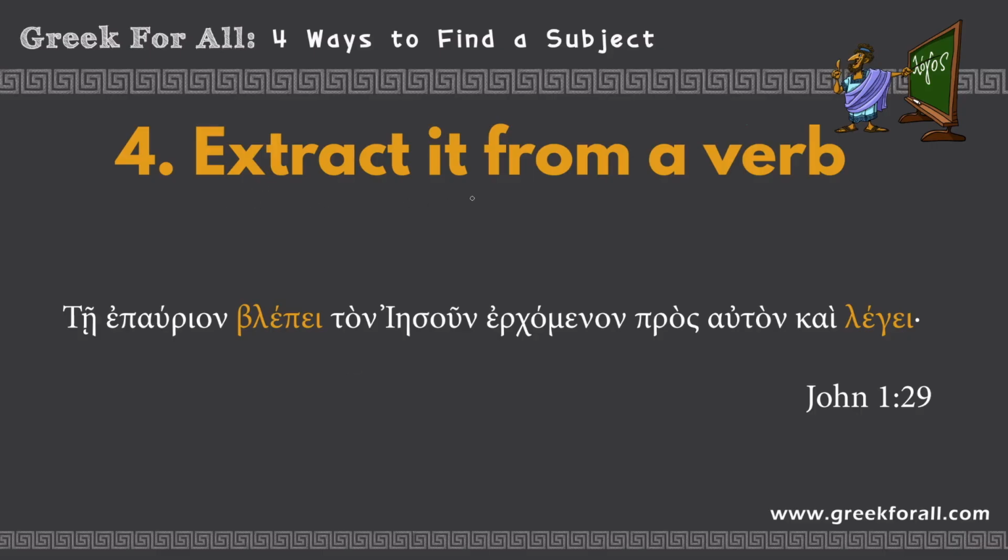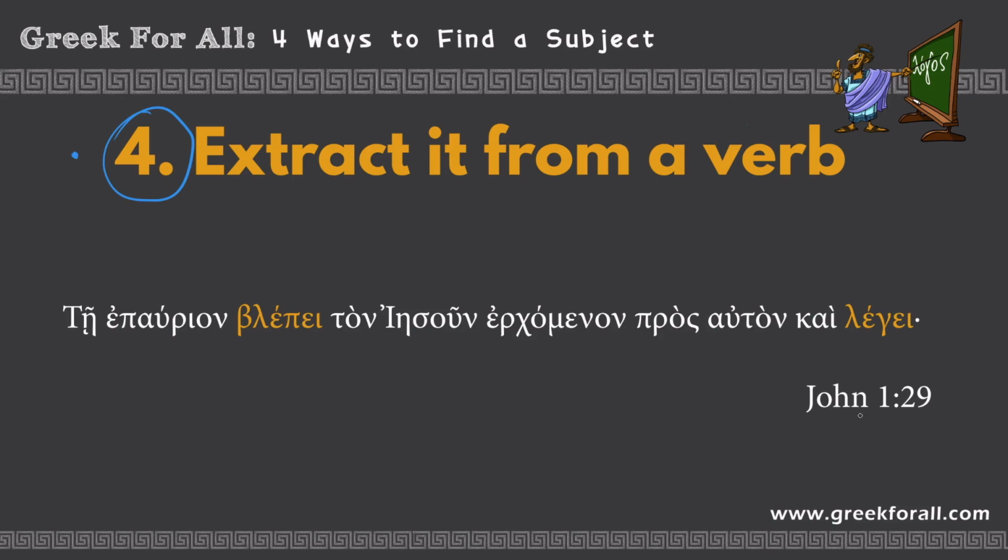If the previous three ways failed to identify the subject, we are dealing with way number 4, and the subject must be extracted from the verb. If the previous three ways didn't find the subject, it means that the subject is not written explicitly in the text, so we must extract it from a verb. We're going to look at two examples to illustrate this.